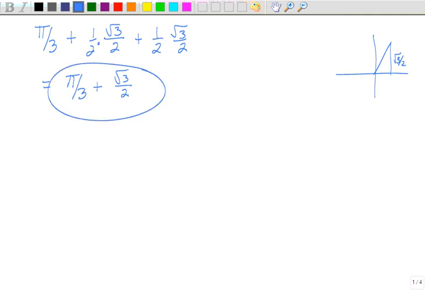Okay, so that's all you need to integrate using polar coordinates.